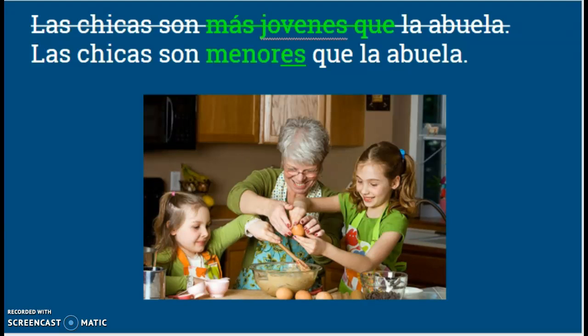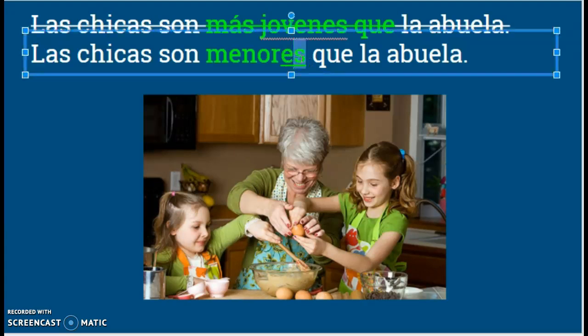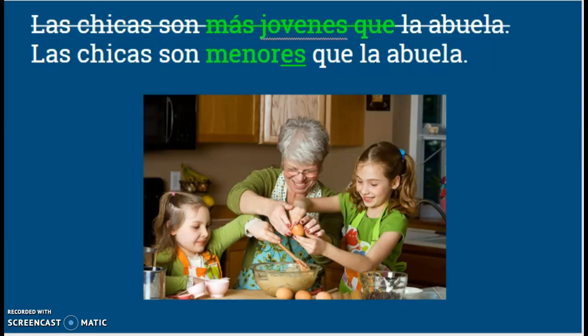Next example, the girls are younger than their grandma. So older, younger are one irregular set. Menores, I had to make plural, add the es to make it plural because chicas is plural. Remember, minors are under 18, so they're younger than the mayor.